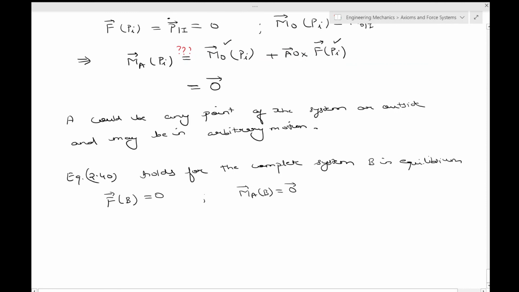So there are some important points which we must note at this place. So first of all, let's call this equation 2.41. Equations 2.41 are necessary conditions for equilibrium, but not sufficient.